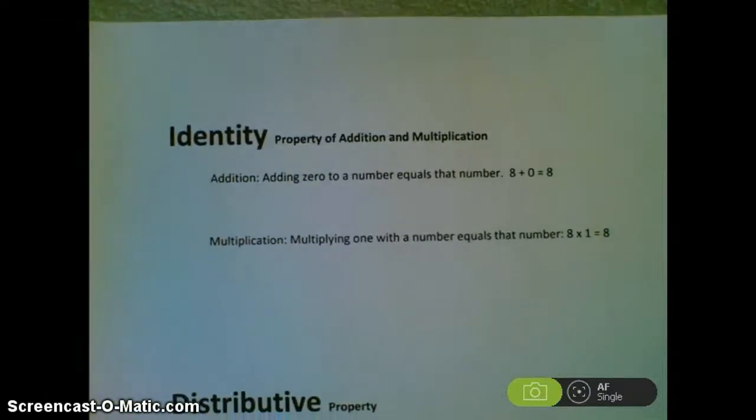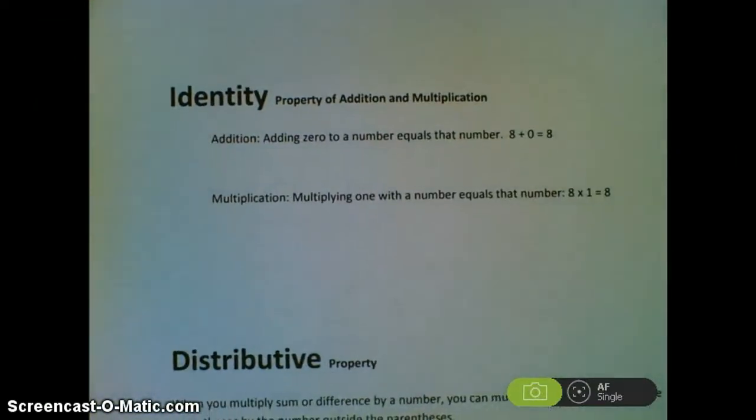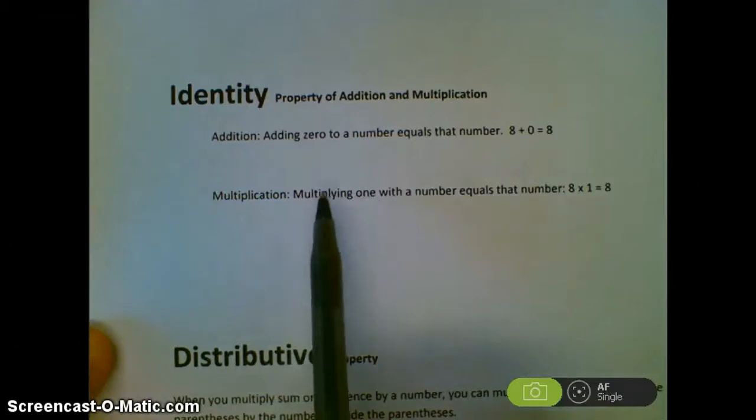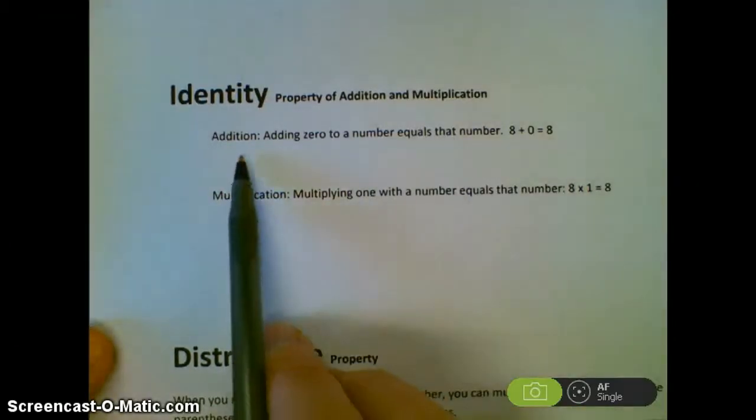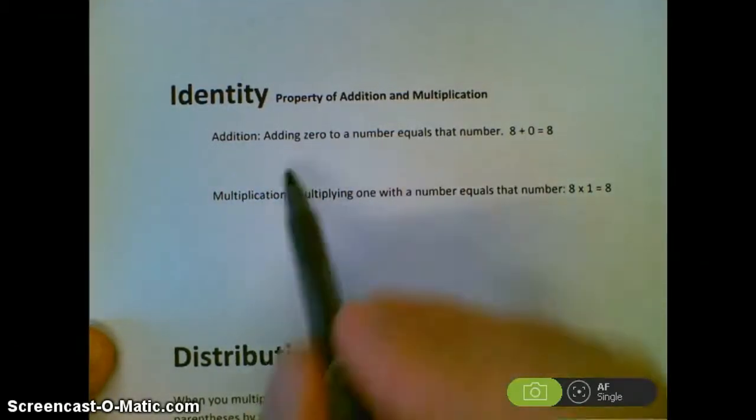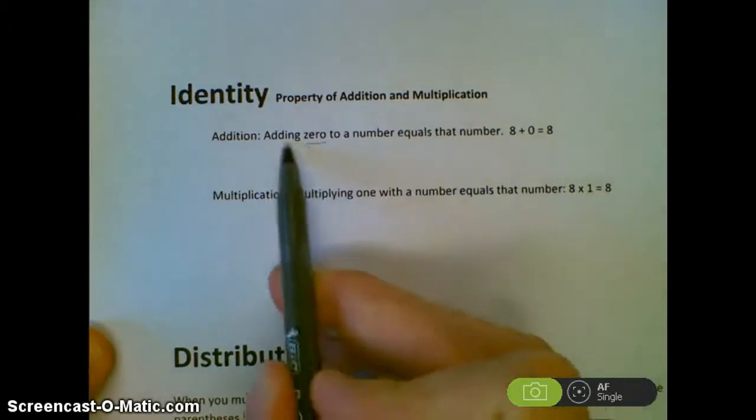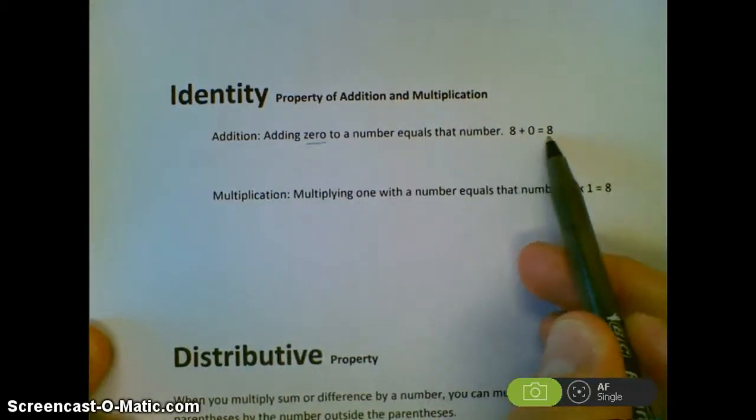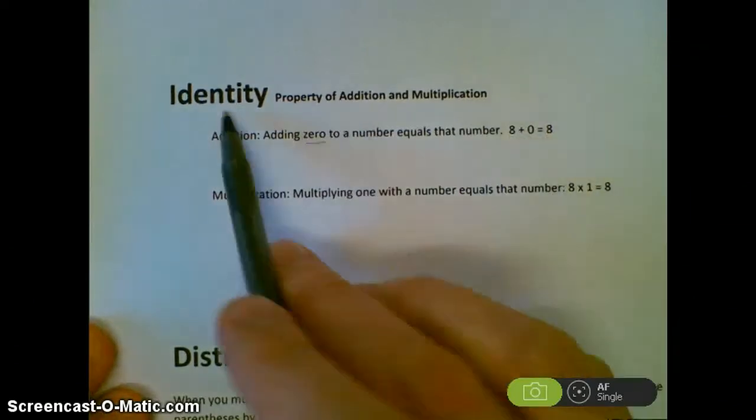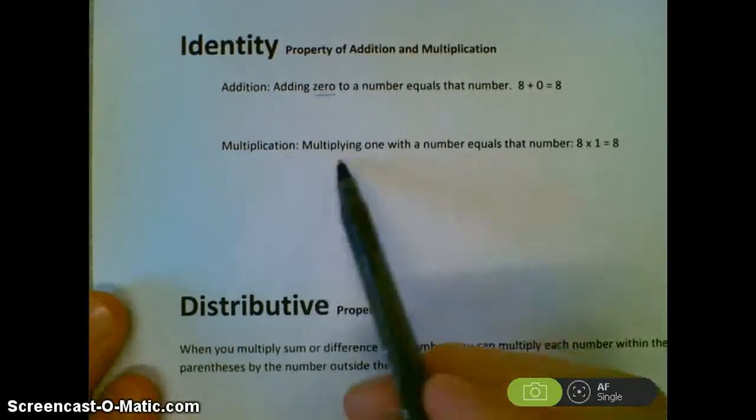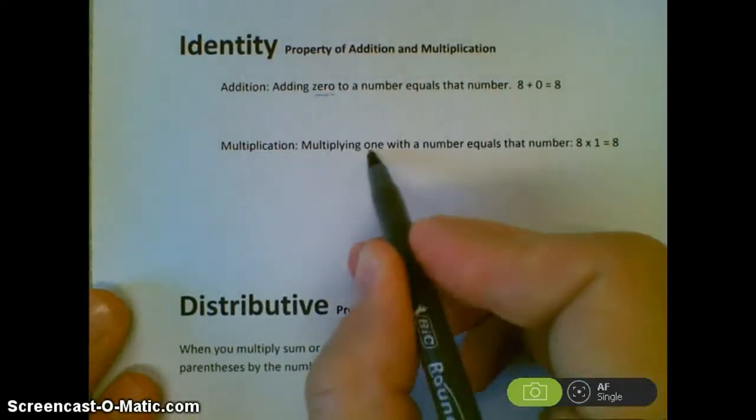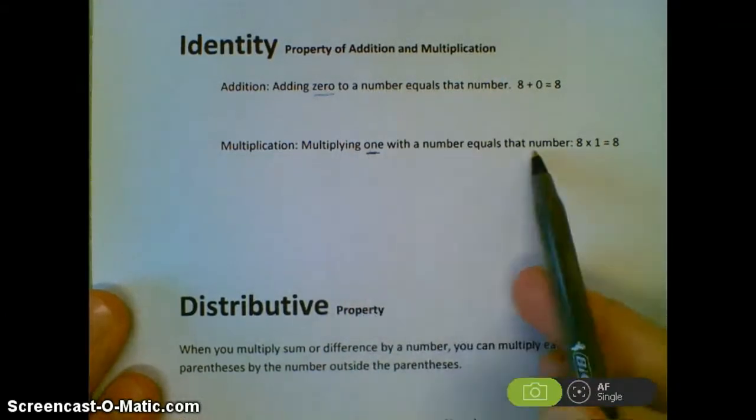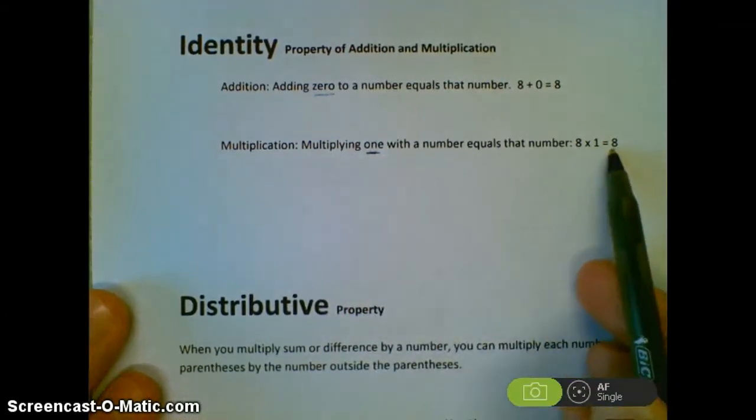The next property is the identity property. The identity property for addition is just a little bit different than the identity property for multiplication. For addition, the identity element is 0. If I add 0 to any number, it equals that number. I'm sure you know that. 8 plus 0 equals 8, but they call it the identity property. With multiplication, the identity element is 1. If I multiply 1 with any number, it equals that number, like 8 times 1 equals 8.